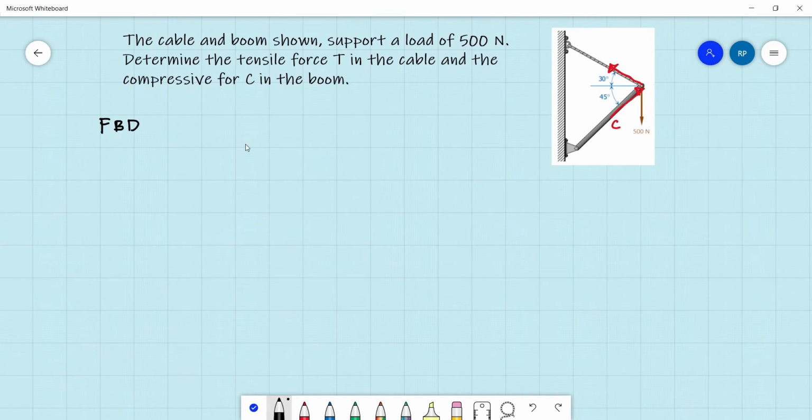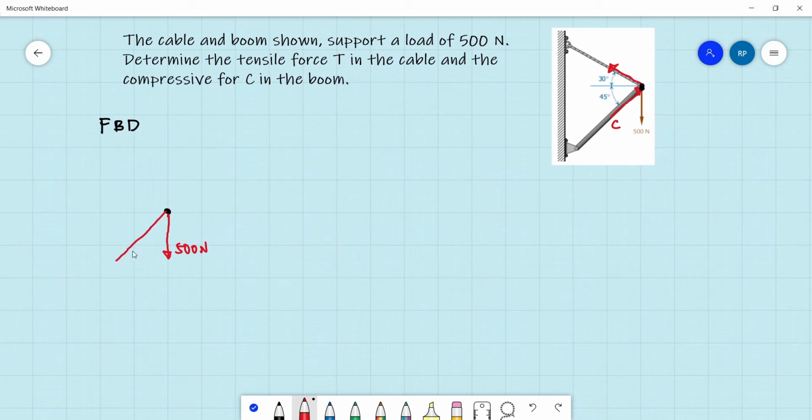Where do we want to center our free body diagram? Basically, at the point where all the forces are acting. Drawing that free body diagram here, we have that center point, and our 500 Newton force going down. We also want to represent the compressive force. Let's do it a little bit straighter.